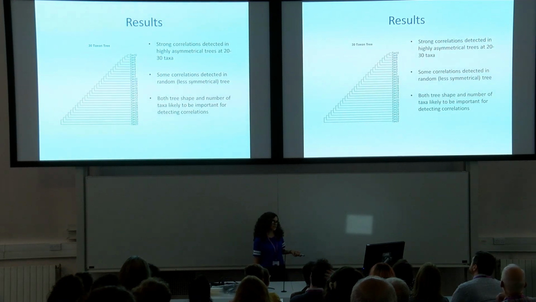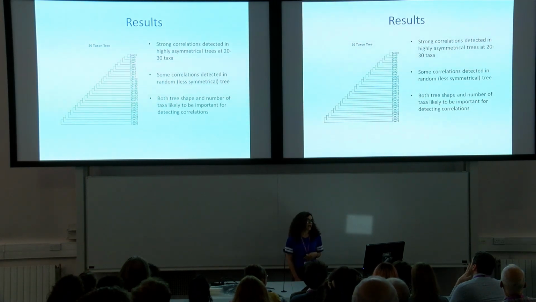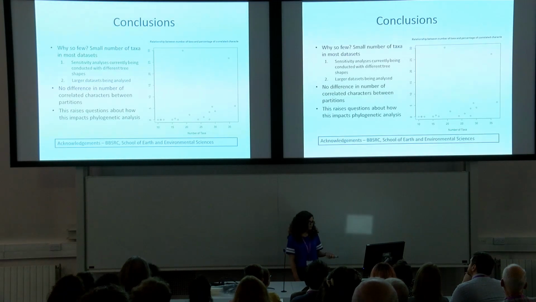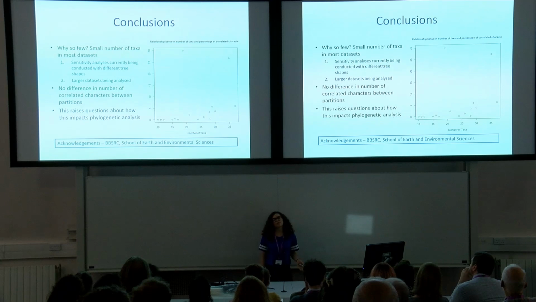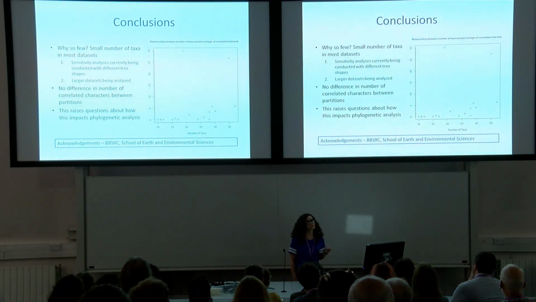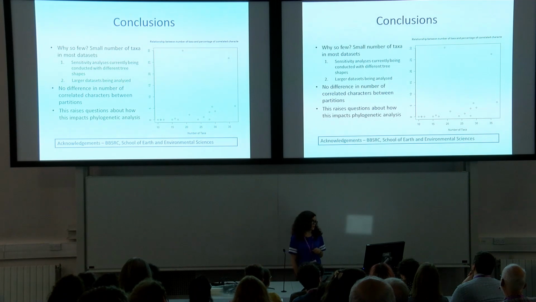And in terms of my sensitivity analysis, I was able to detect strong correlations in highly asymmetrical trees at around 20 to 30 taxa. And I was able to detect fewer correlations in random, less symmetrical trees. Both tree shape and especially the number of taxa are probably likely to be important for detecting correlations. So I suspect that my methods are quite sensitive, in particular to the number of taxa in my data sets. And there does seem to be a slight trend of increasing percentage of correlated character pairs with increasing number of taxa within my data sets.